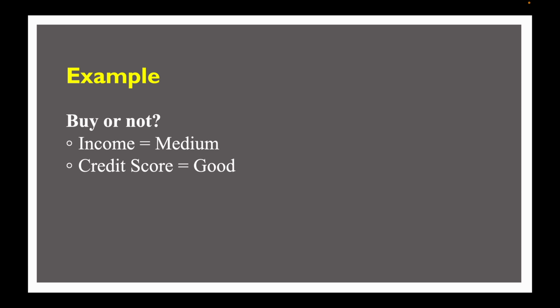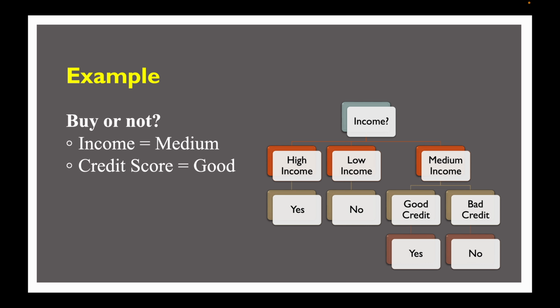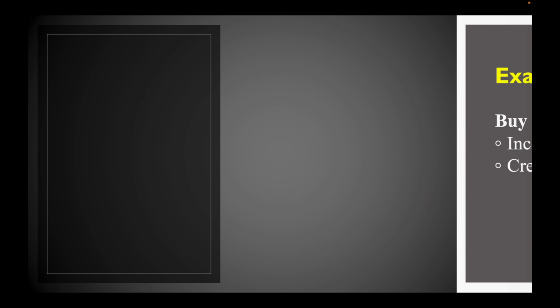Let's see the tree with a real example. We have data such as a person with income equals to medium and credit score good. Then the tree will check if income is medium, then go to the credit score branch. If the credit is good, then the final decision is to buy a car. Therefore, the tree keeps splitting the data step by step until it reaches a clear decision.